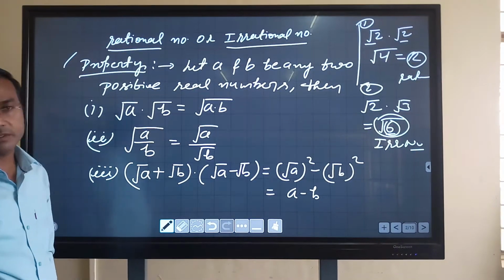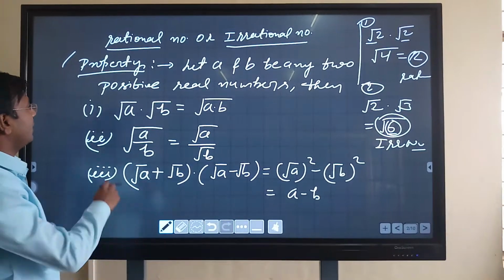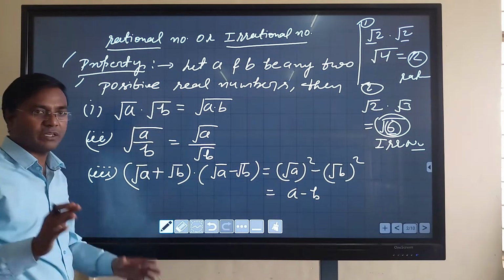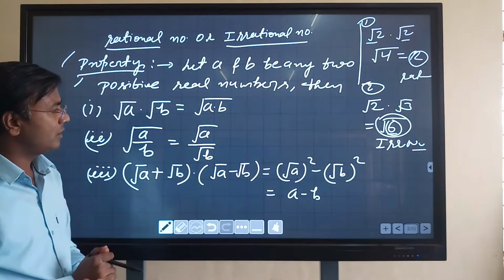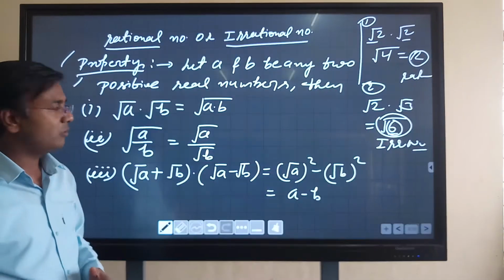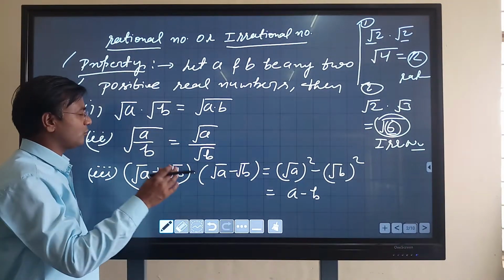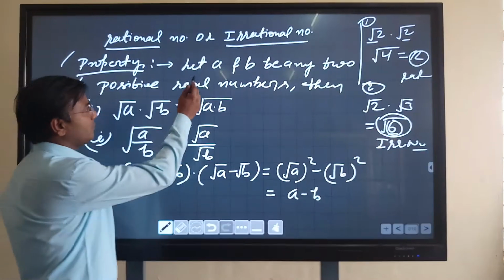Okay, I hope you understand this. Now let's see again the very important property where most of the students might be confused, and due to confusion they do their calculation wrong. So what are the properties?